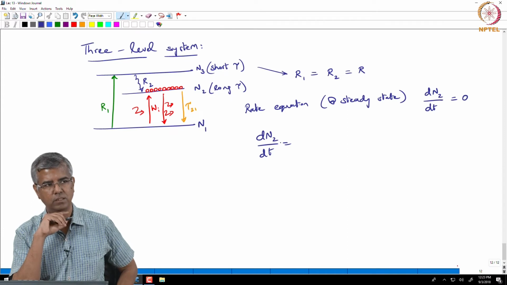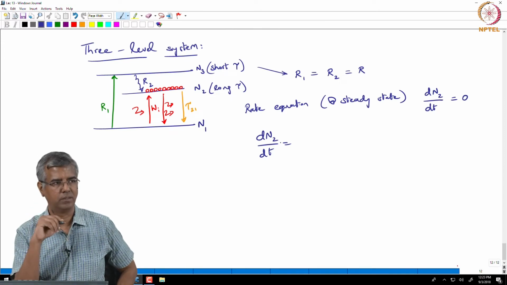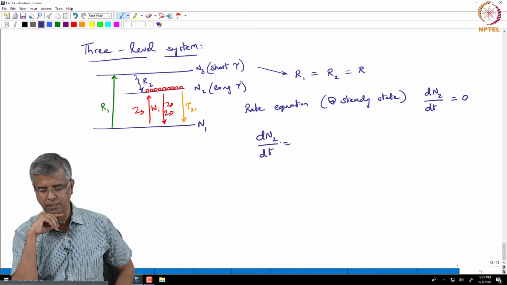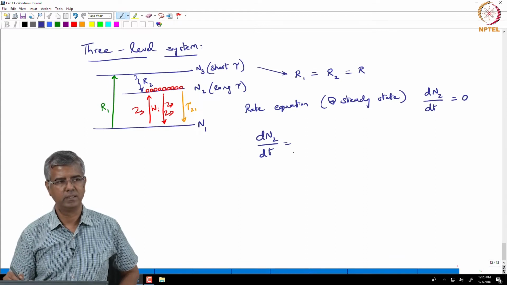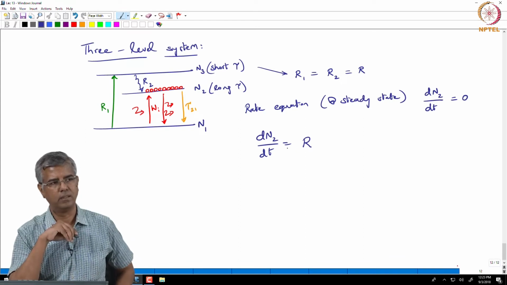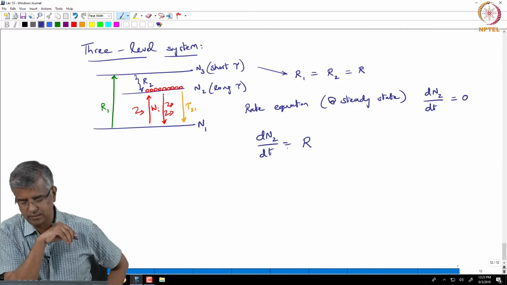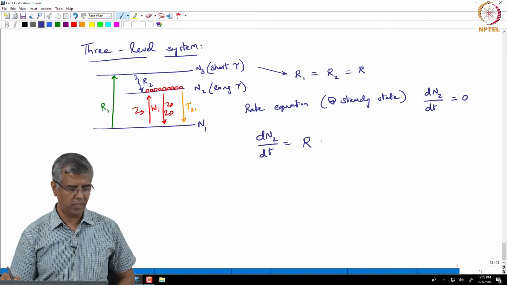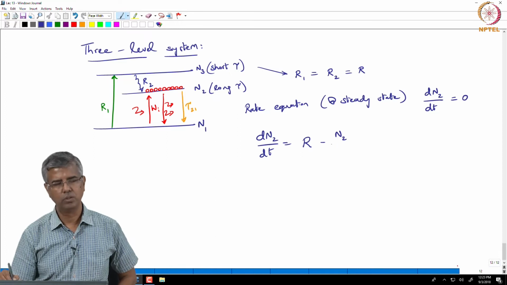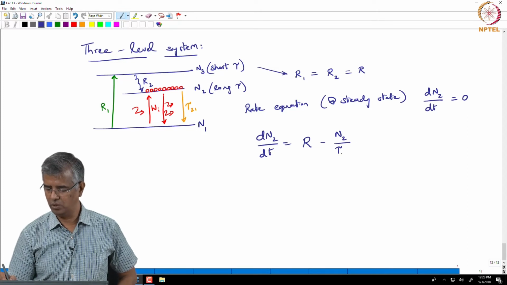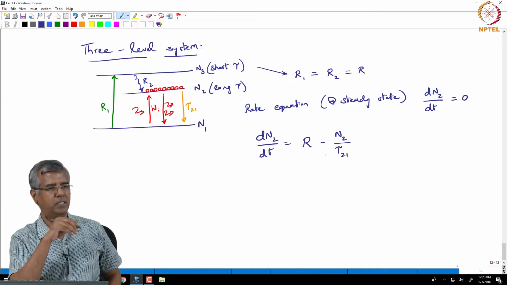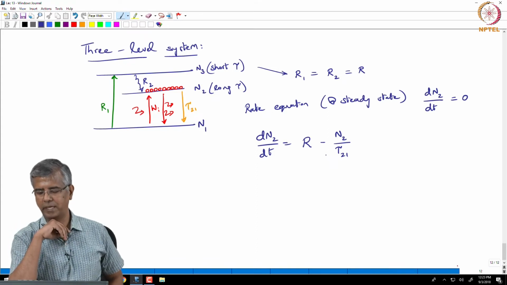So the rate at which you are pumping atoms to a higher energy level, where you are populating that energy level E2, what is the rate? R, right, that is the rate at which you are populating that excited state, and from that excited state you may lose some population to spontaneous emission. So that is going to be given by N2 over tau 21. Since you are losing that number density, you have a minus sign corresponding to that.